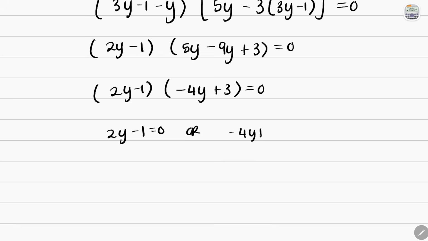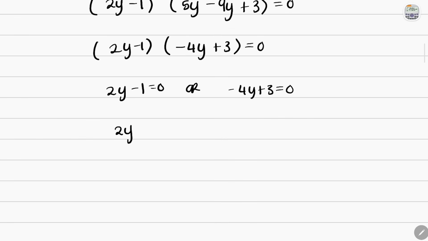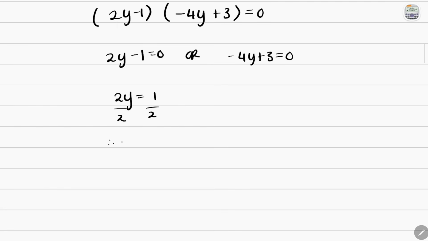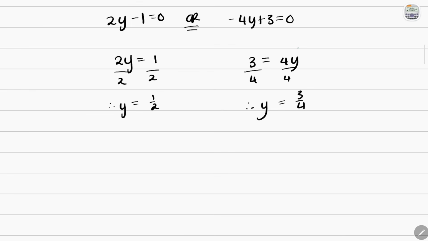So negative 4y plus 3 equals 0. And so we have 2y is equal to 1, divide both hand sides by 2, and finally y equals 1 over 2. Or, if you take that 4y over, it becomes 3 is equal to 4y, divide both hand sides by 4, and so y is equal to 3 over 4. So these are our solutions for y.